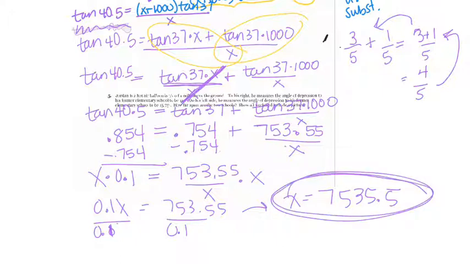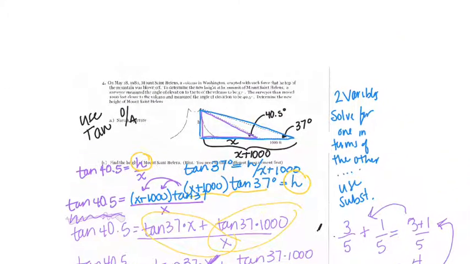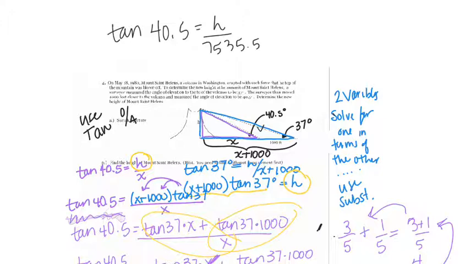We are nowhere near done. I have to shrink and go back to the top. Because I know, for example, I'm going to use black, that tangent of 40.5 was h over x. And we just solved for x. We were looking for h here. So the last step then is to solve here.